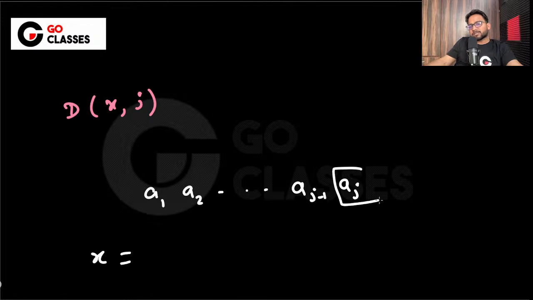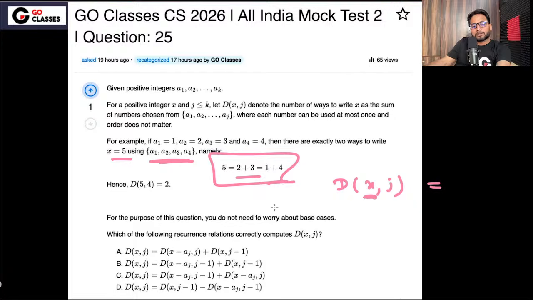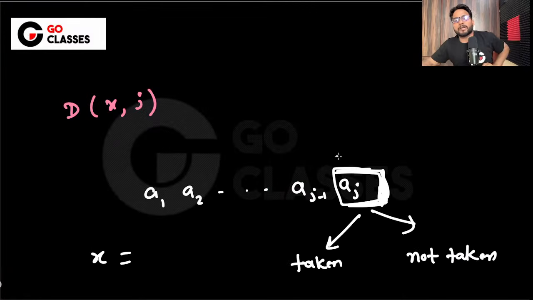So in DP questions, the recurrence will always be written based on two cases, whether this aj is taken into the summation or not taken. So just see which is correct. If you are taking it, how many possible ways? If you are not taking it, how many possible ways? This is the question that you are asking.